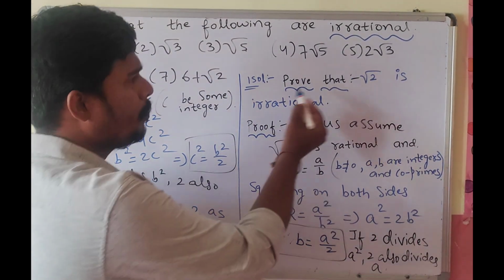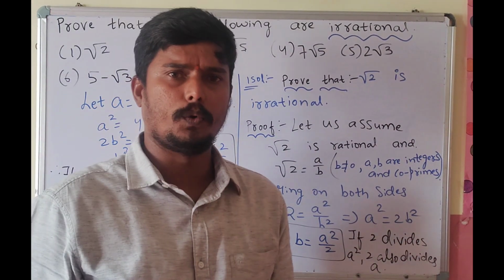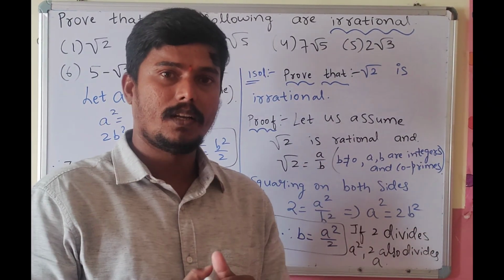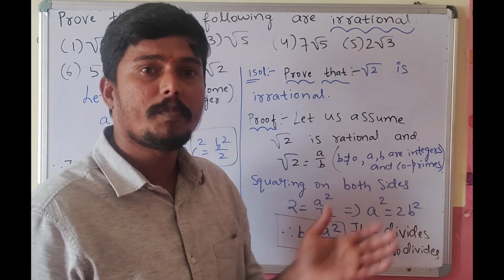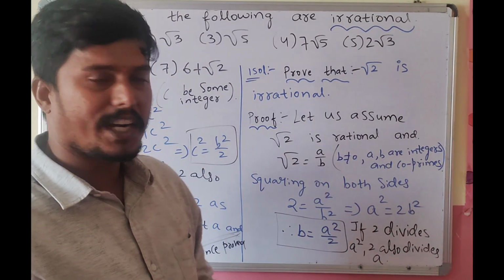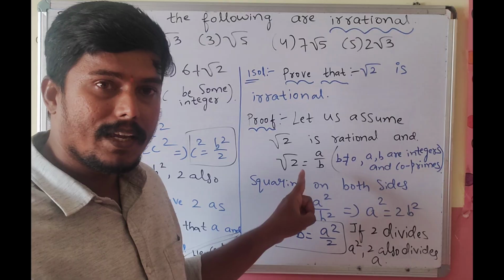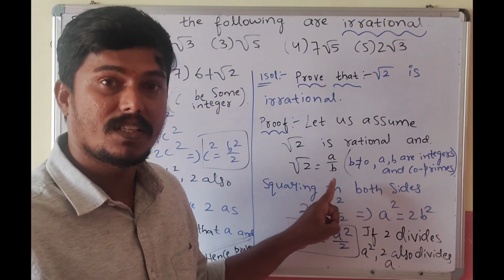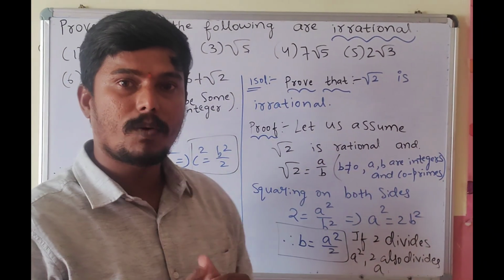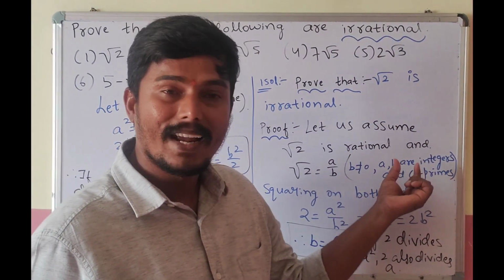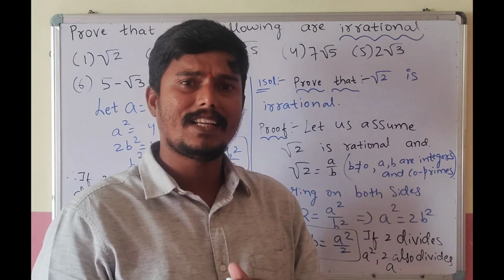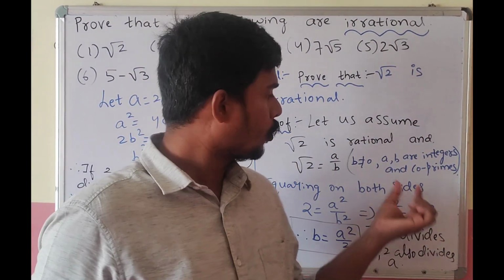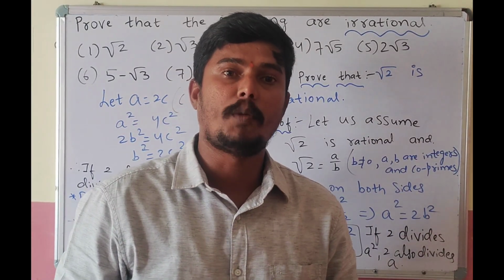Prove that root 2 is irrational. In order to prove it is irrational, we need to assume it is rational. As soon as you assume it is rational, root 2 should be equated to a by b, where b cannot be 0, because when b is 0, it cannot be defined. So b should not be equal to 0, and a and b are integers and co-primes. Integers means negative numbers, 0 and positive numbers, but the condition is b should not be 0. Co-primes means HCF 1, the common factor is 1.